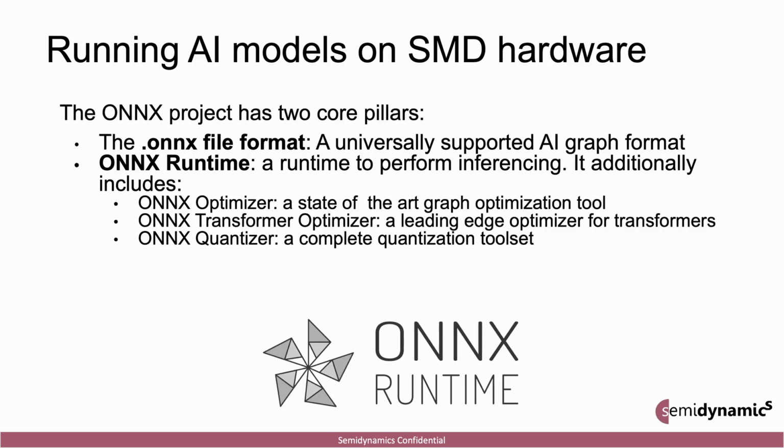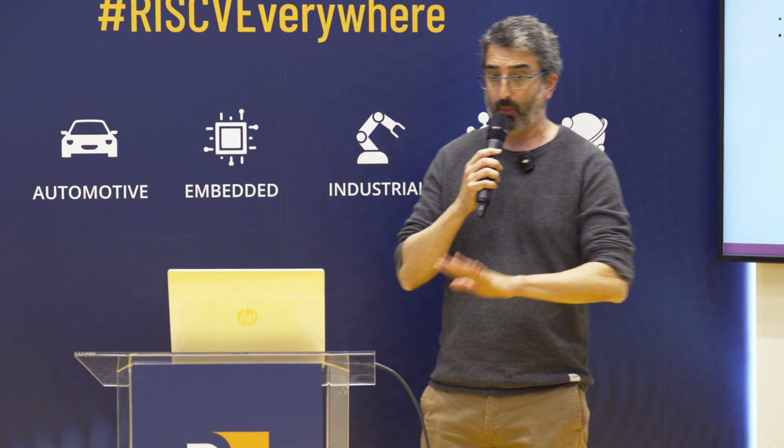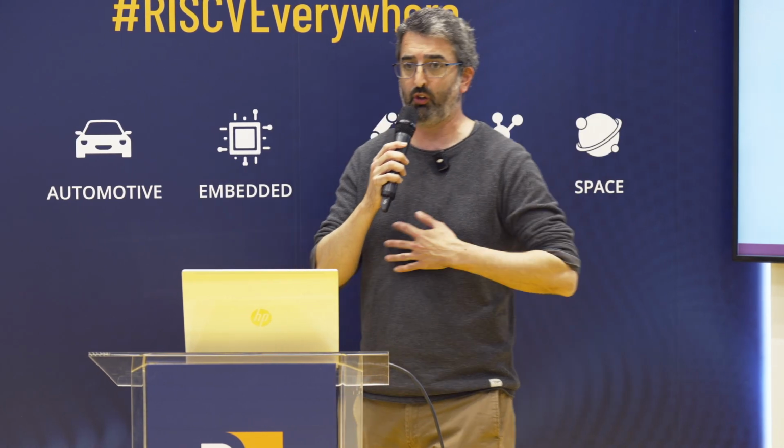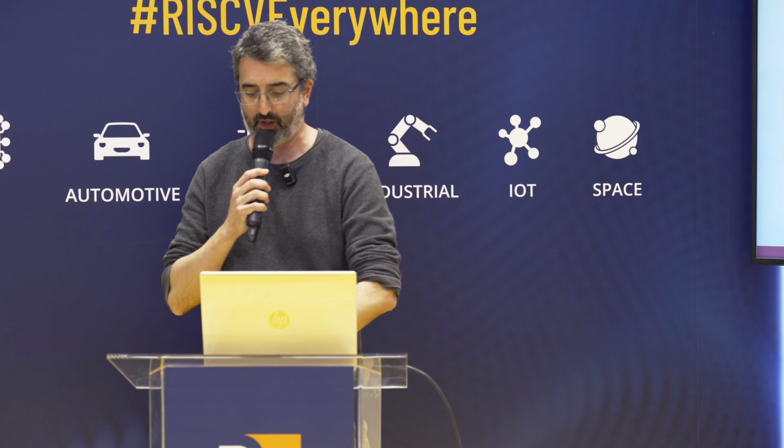The ONNX optimizer optimizes the graph, pruning if necessary, for the supported operators that you have. The transformer optimizer optimizes specifically for LLMs or transformer-like models. And the ONNX quantizer provides as well a set of tools that help quantize your own models. All this is provided by ONNX as vanilla. We are not doing anything with that. It's just by the framework itself.